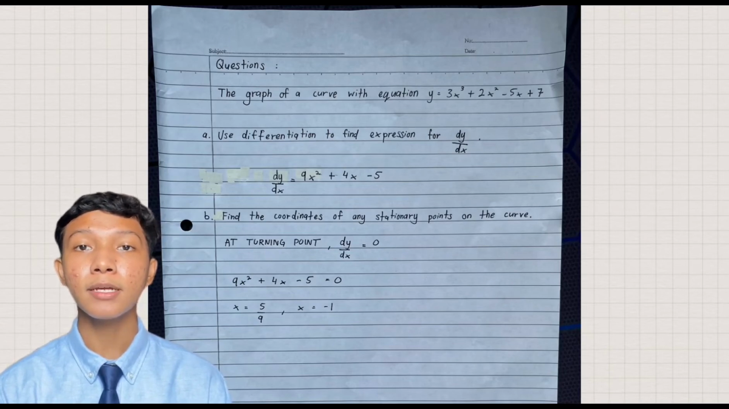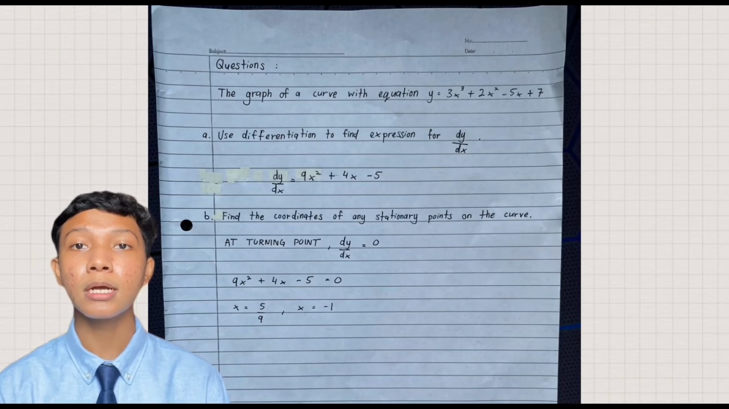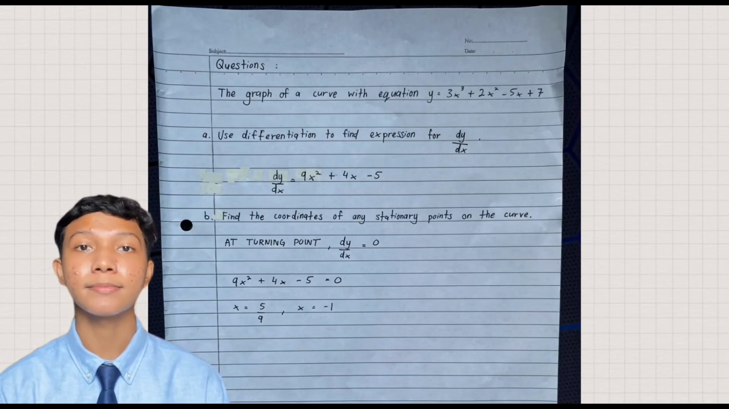Question B. Find the coordinates of any stationary points on the curve. At a turning point, dy over dx equals 0. So 9x squared plus 4x minus 5 equals 0. You should use the calculator to solve this. Press MODE on the calculator, find EQN, then press degree 2. After using the calculator, you will get x1 equals 5 over 9 and x2 equals negative 1.